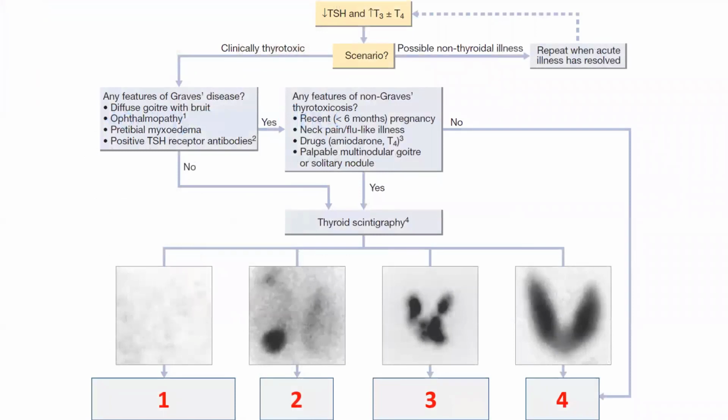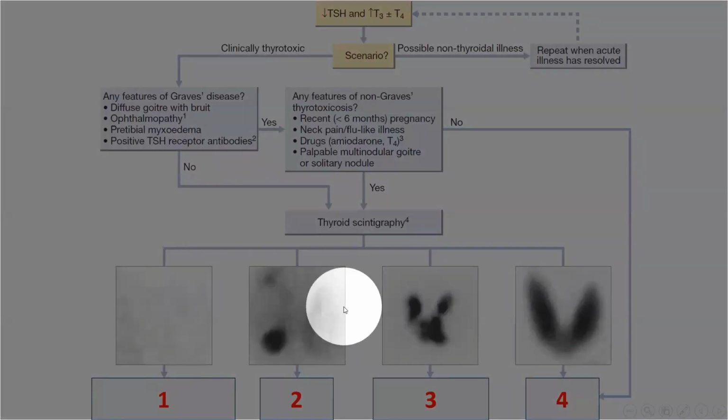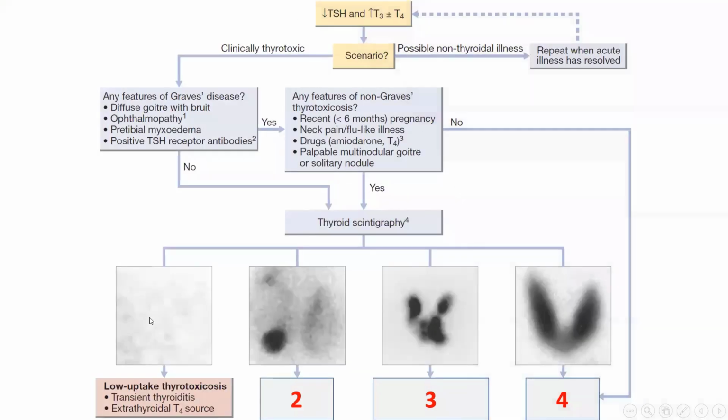Another very common question in the previous exam: they give you a thyroid scintigraphy and ask about the diagnosis and maybe ask for the treatment. Actually in the previous exam, they gave this one and also this one. So what does number one mean? This is a thyroid scan with low uptake thyrotoxicosis. It may be a transient thyroiditis or iatrogenic thyrotoxicosis, actually presented like this.